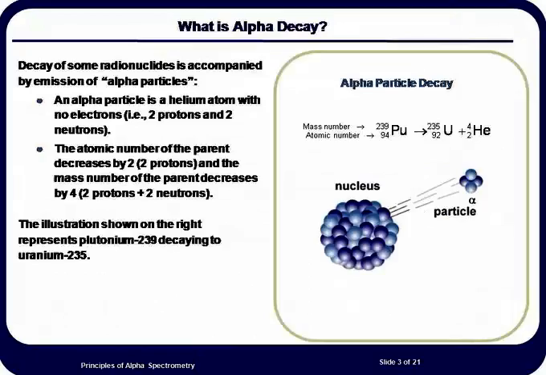Alpha decay is the spontaneous emission of an alpha particle that contains 2 protons and 2 neutrons. This combination of nucleons is the same as a helium atom, but without the electrons. Thus, when an alpha particle is ejected from a nucleus, it has a charge of +2. The parent radionuclide changes its form when this emission occurs. The mass number decreases by 4 units, and the atomic number decreases by 2 units. The illustration on the slide shows the decay of plutonium-239 by alpha emission to form a new nucleus of uranium-235.